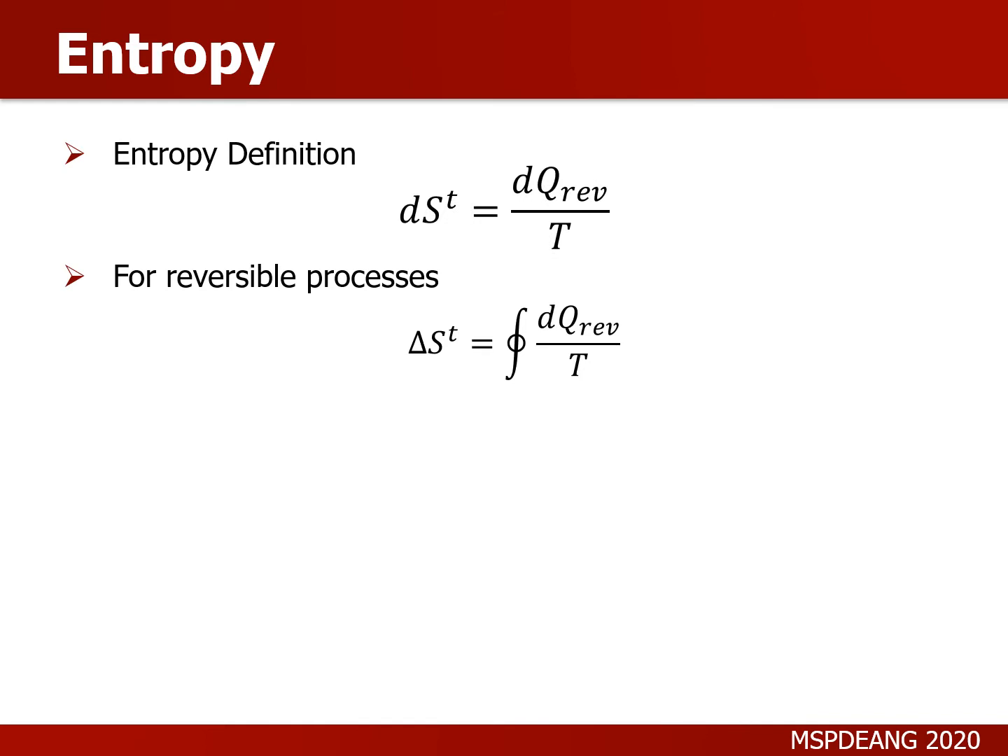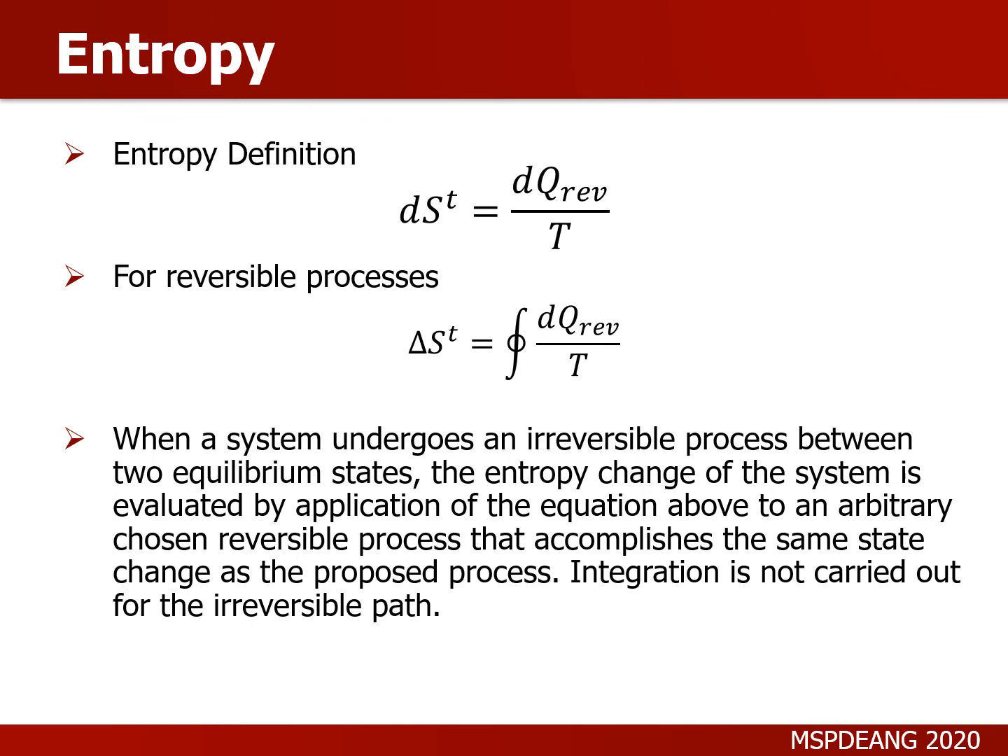Now, based on the definition of entropy, dSt is equal to dQ rev over T. And for reversible processes, delta St is equal to the integral of dQ rev over temperature. Now, what if the path taken by a process is irreversible? When a system undergoes an irreversible process between two equilibrium states, the entropy change of the system is evaluated by application of the equation above to an arbitrarily chosen reversible process that accomplishes the same state change as the proposed process. So you won't evaluate the integral for this path. You will choose an arbitrary process that will accomplish the same change in state. And that is how you will now evaluate the delta S for an irreversible process.